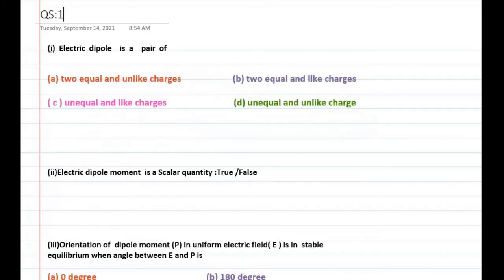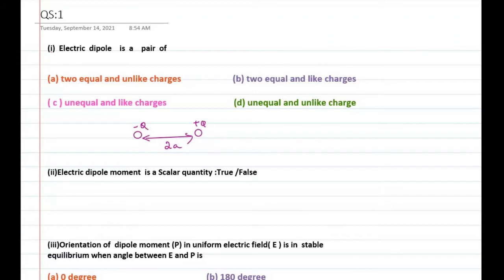Okay, let's see the first question. The electric dipole is a pair of, as I just told you, equal and opposite charges separated by a small distance. So what could be the answer?